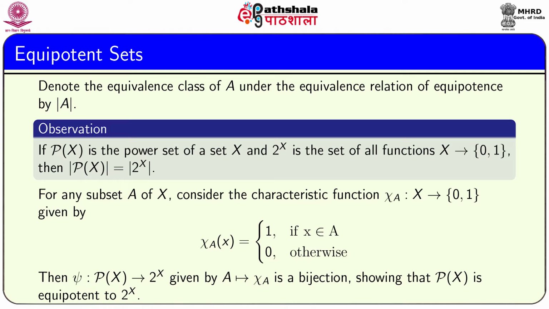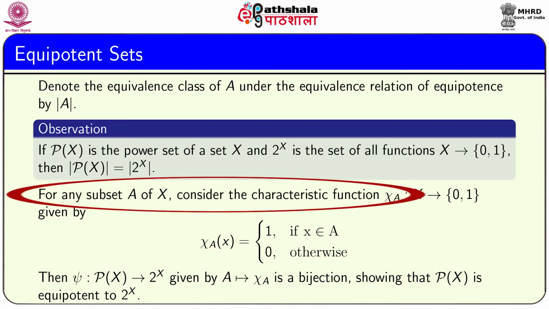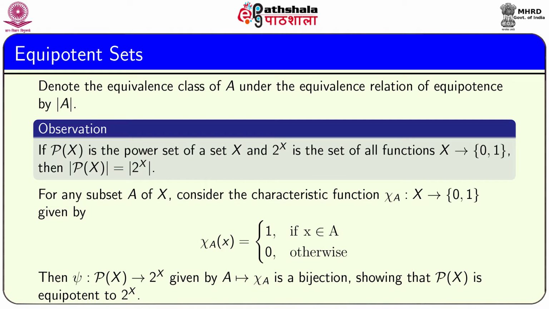Why? Because if we take any subset A of X, we can always write the characteristic function chi A of that particular set A as usual, that is, chi A of x is 1 when the point x is taken from A, and it is 0 if x is not in A. Defining the function psi from P(X) to 2 to the power X by sending the set A to its characteristic function chi A gives us a bijection, thereby showing that P(X) is equipotent to 2 to the power X.